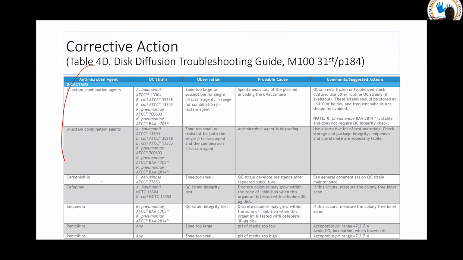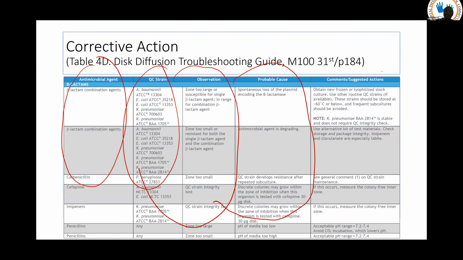So these are the various antibiotic agents, these are the QC strains, and these are the observations. If you are seeing this, then this could be the probable cause, and this should be the action plan. They have given a 3 to 4 page document. You have to sit together and discuss with your technician, and go through this chart, and you will see what the error could be, whether the pH has changed, or the medium composition has changed. You have to look into every minute detail to take the appropriate corrective action.